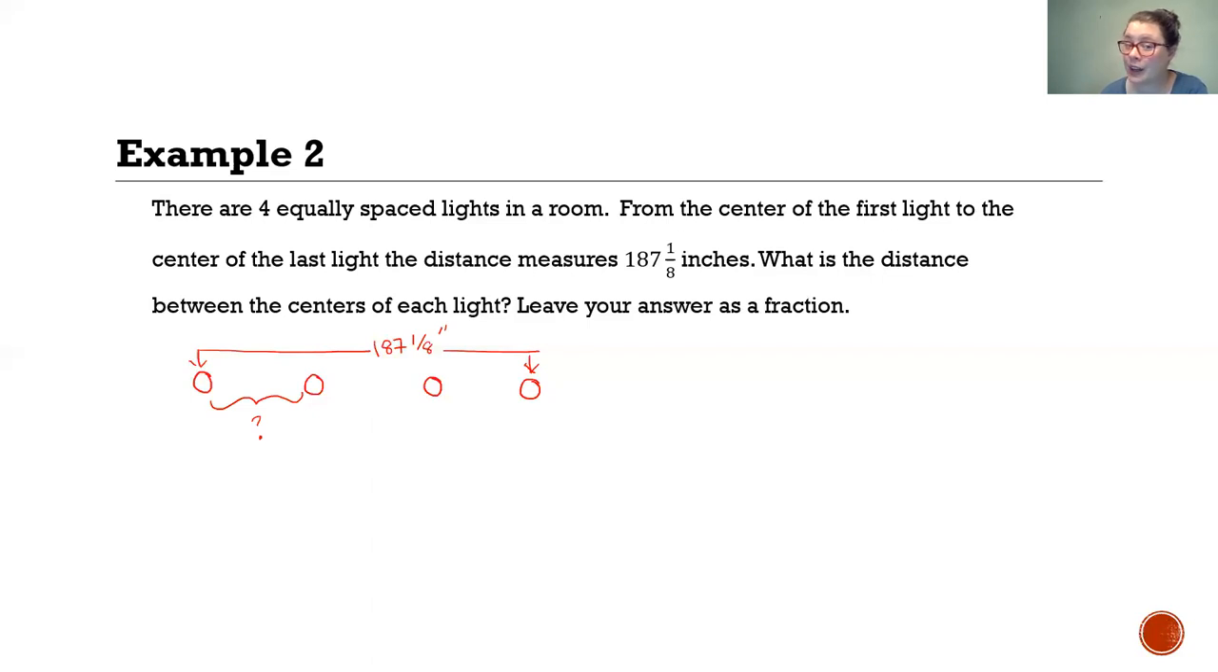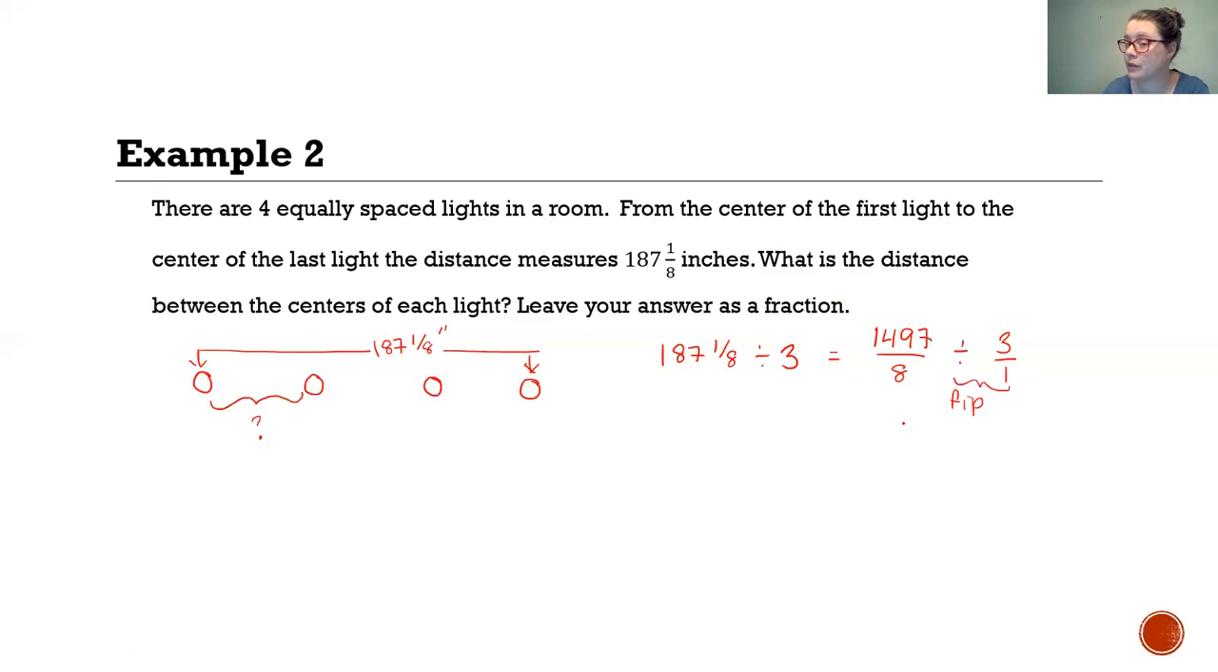So we need to divide 187 1/8 inches into 3 equal sections. So division question. 187 1/8 divided by 3 equals, well, the most important thing we have to do first is take our mixed number and turn it into an improper fraction. 8 times 187 plus 1 would leave you with 1,497 eighths divided by 3/1. Now remember, we're going to flip.